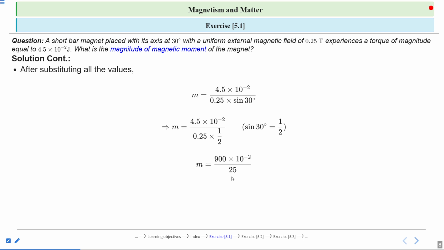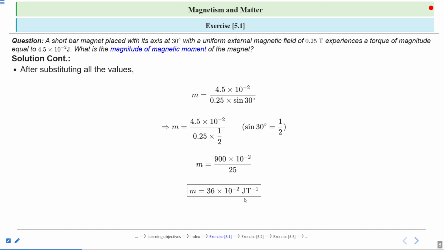Okay, now 900 by 25, 25 into 4 is 100, and 4 into 9, 36. Okay, so m will be equal to 36 into 10 raised to the minus 2 joule per Tesla.